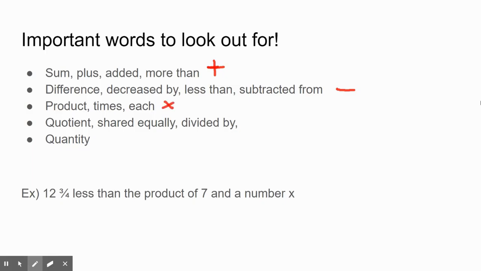Remember that multiplication might be an X, it might be a dot, it might actually be in parentheses, or if you have a coefficient and a variable, it might just be next to each other. That's still multiplication. Quotient, shared equally, divided by, that's clearly going to be division. Then quantity is an interesting one. Quantity means that you've got something happening inside of some parentheses.